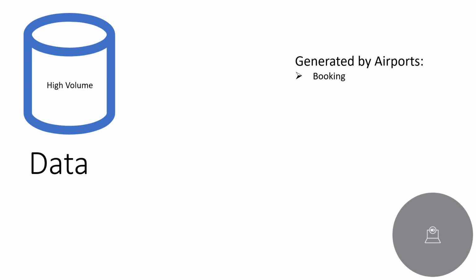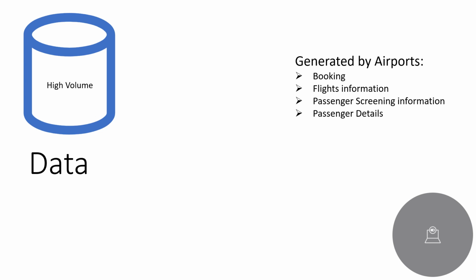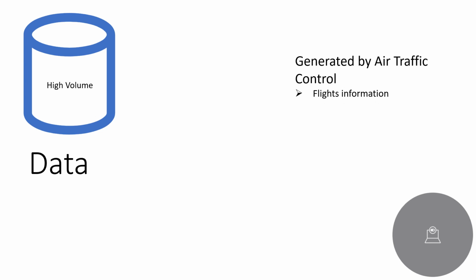Now let us talk about data generated by airports. Again, it includes booking related data, flights information, passenger screening information, passenger details, and finally the data generated by the third main entity, which is air traffic control, includes flight information linked with radar generated data such as altitude, speed, and transponder information.